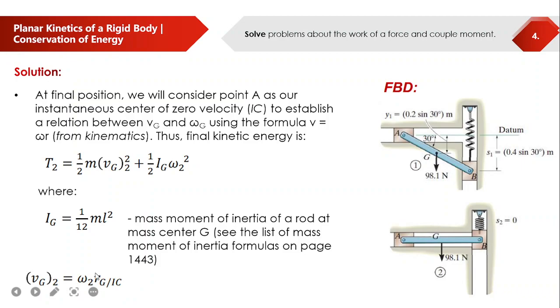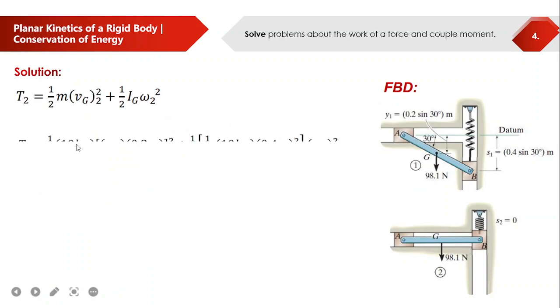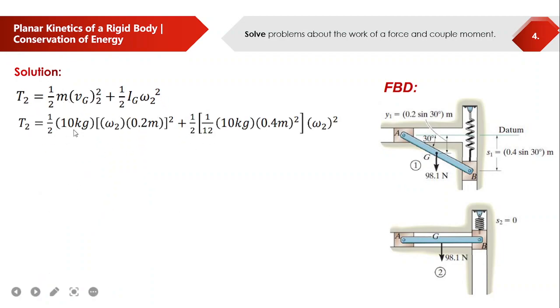So, V sub G is equal to angular velocity times the radius. Okay? So, magiging from this to this, 1/2, 10 kilograms times, nirelate natin yung velocity to angular velocity, multiply na natin ng radius niya, which is 0.2, plus 1/2 times 1 over 12, 10 kilograms times 0.4 squared times omega sub 2 squared. Okay, this is your T sub 2. Okay, so therefore your T sub 2 is equal to 0.2667 omega sub 2 squared.